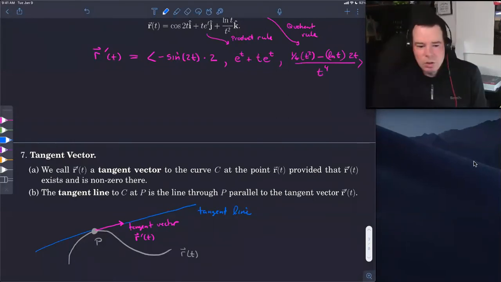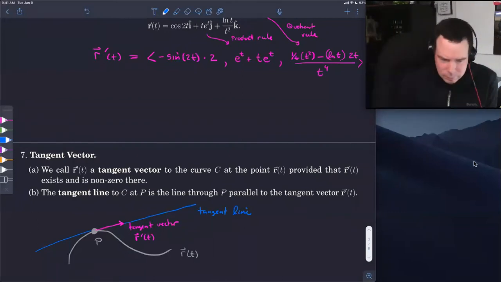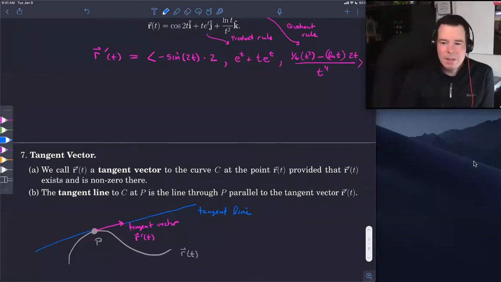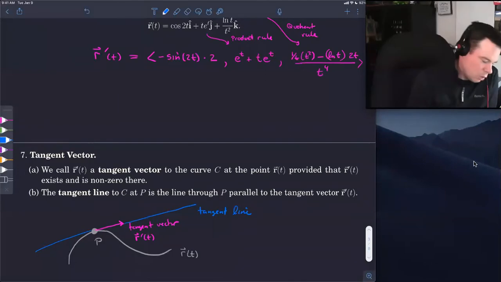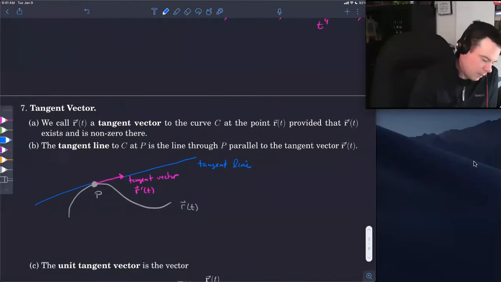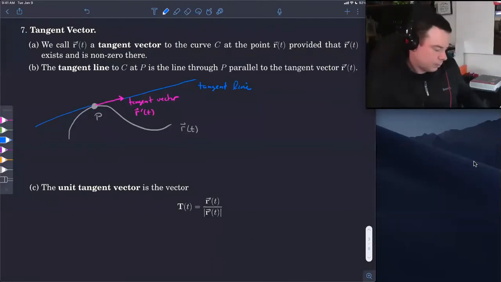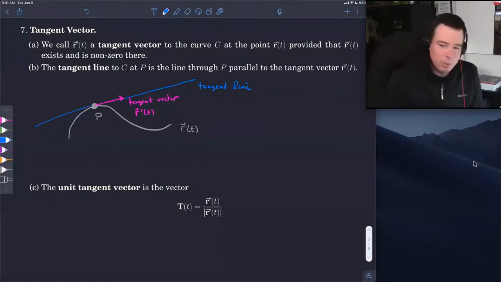What do we need to determine a tangent line? To determine a tangent line, we need a point on the line, which we got, that's P. And we need a vector that points in the direction of the line. That's what we've just learned how to compute, the tangent vector, which is the derivative. So now we can find tangent lines to space curves. They're related to the derivatives of the space curve vector function.